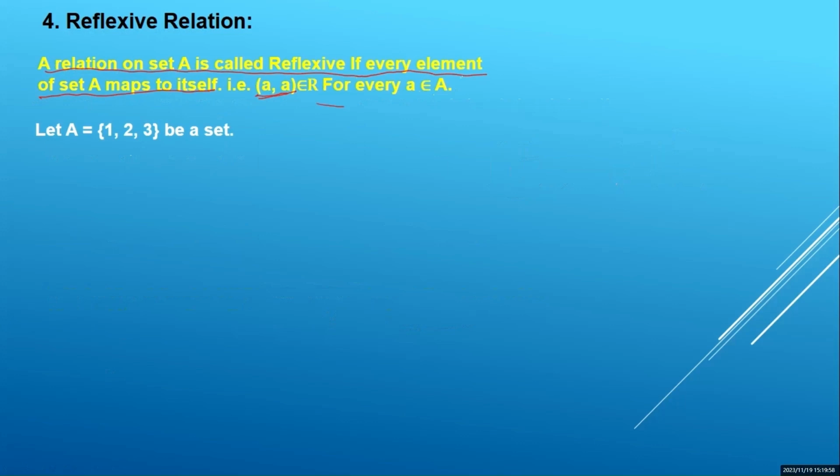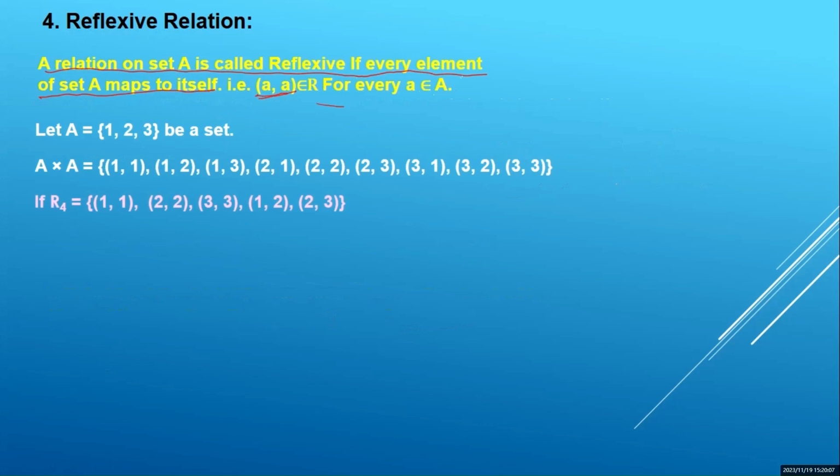Now let A be the set {1, 2, 3}, and its Cartesian product is still the same. Let us suppose one more relation, R4. Here 1 is related to 1, 2 related to 2, 3 related to 3. There can be other elements also, but these elements, (1, 1), (2, 2), (3, 3), are present there. This type of relation is known as a reflexive relation.